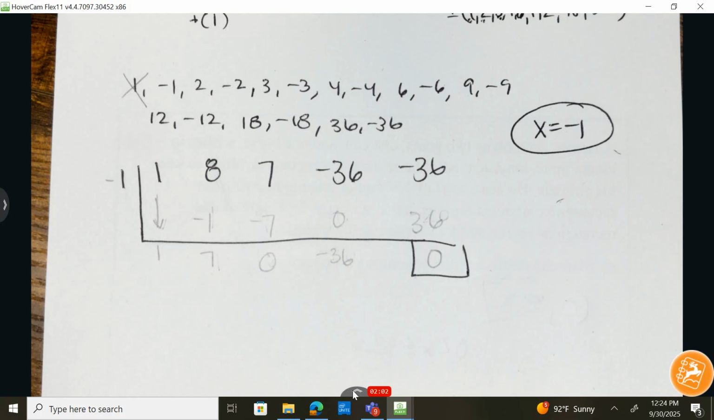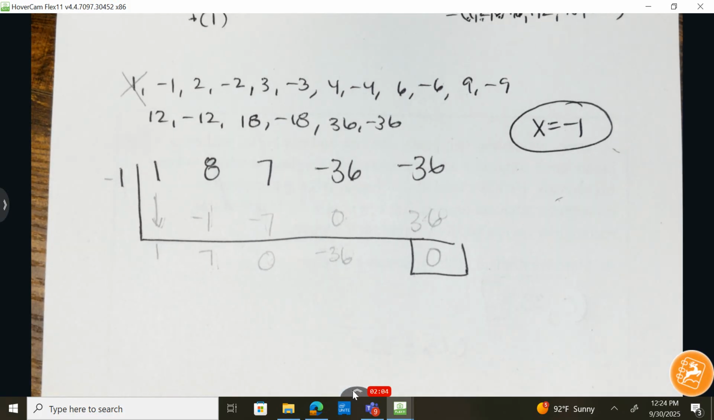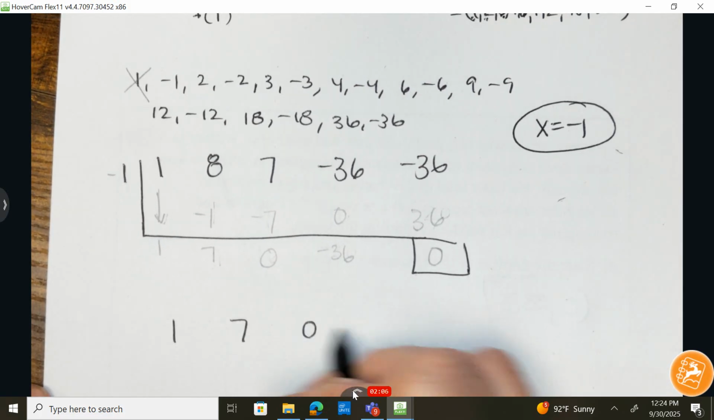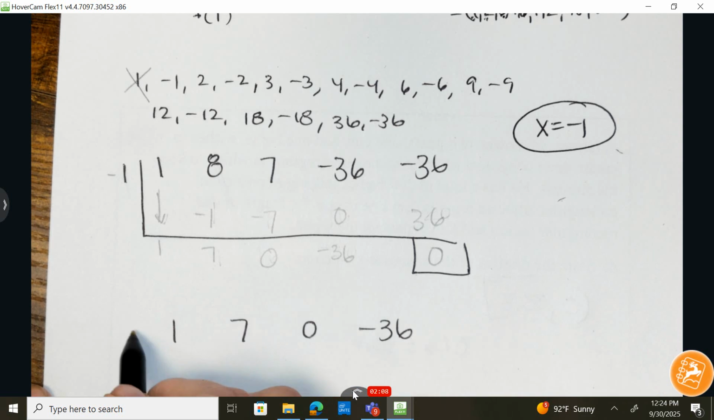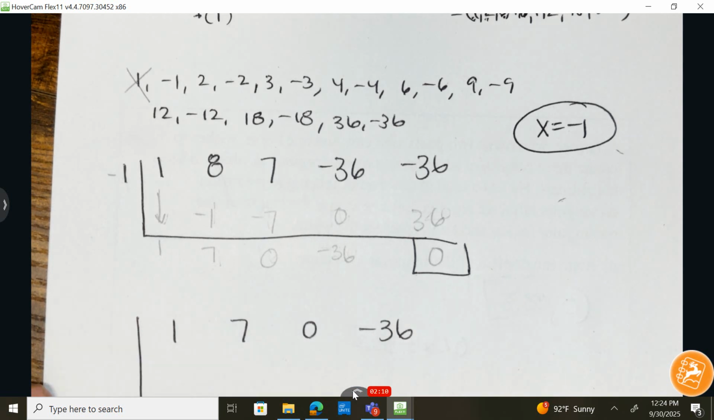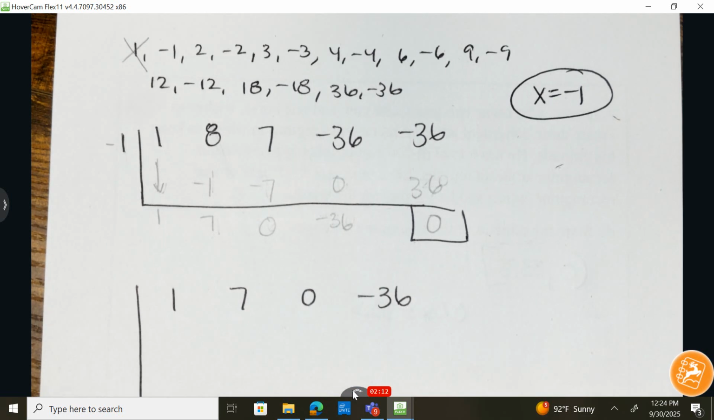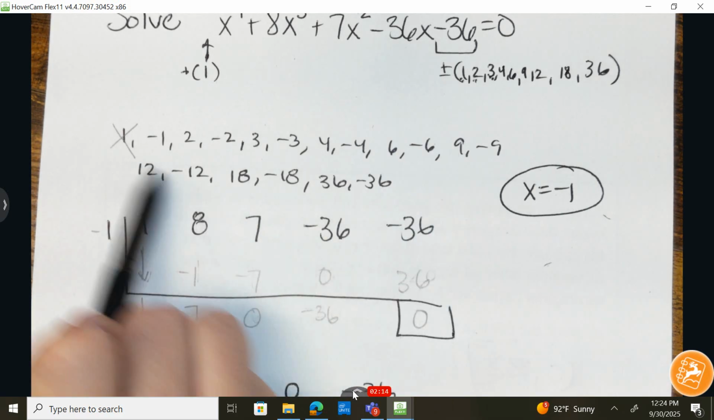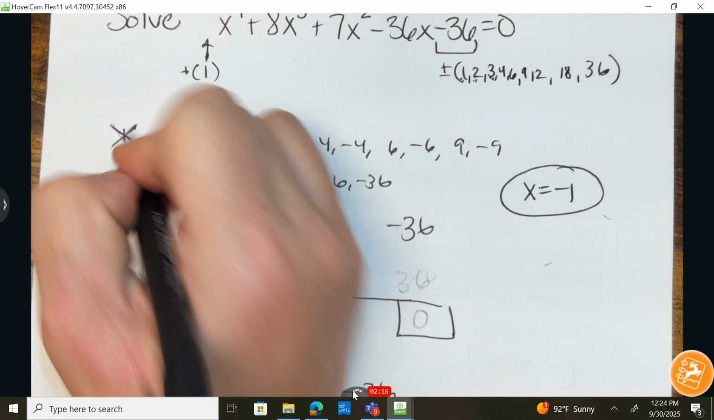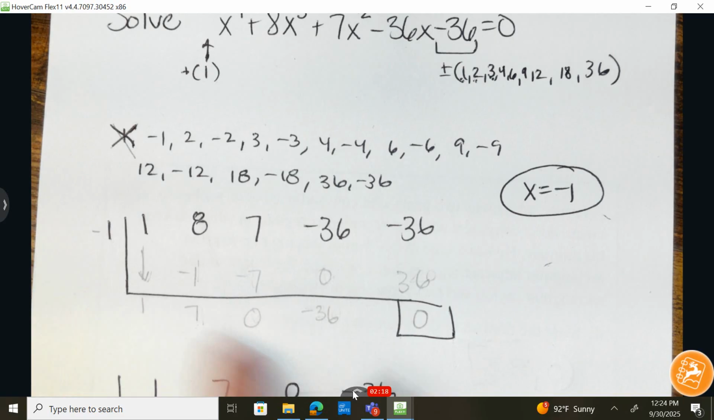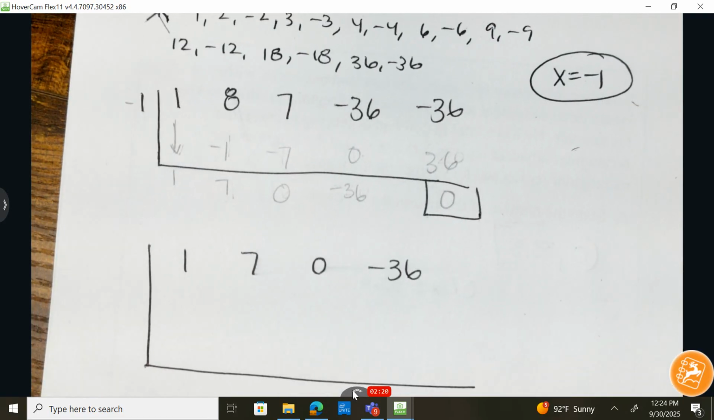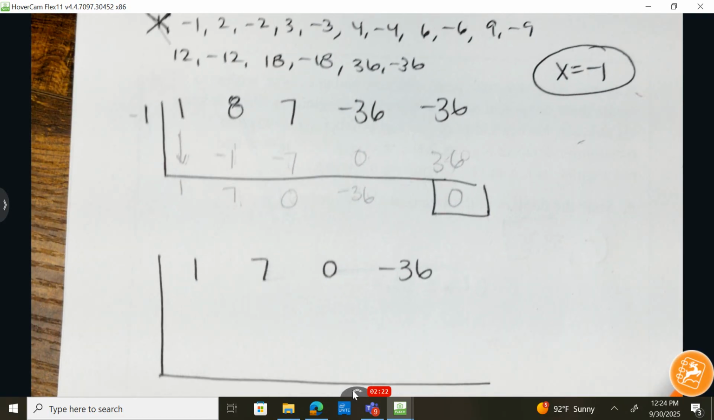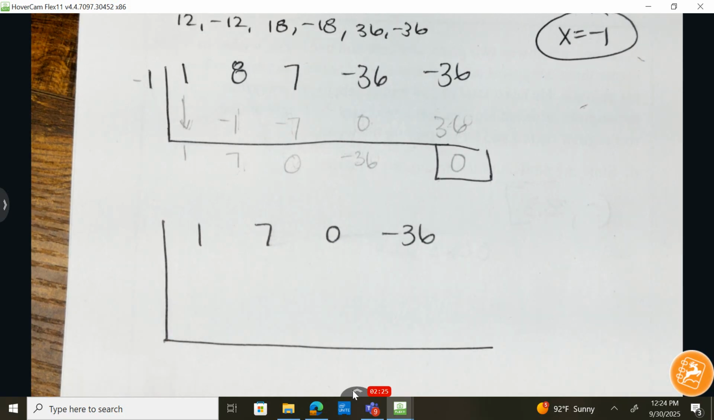Now, here's the tough part. I have 4 remaining numbers, so 1, 7, 0, and -36. And now, what do I use to test those? I'm going to have to use these exact same values, but I know if 1 didn't work the first time, +1, it's not going to work on this one. So I'm going to try -1 and then 2, and -2 and 3, and so on.